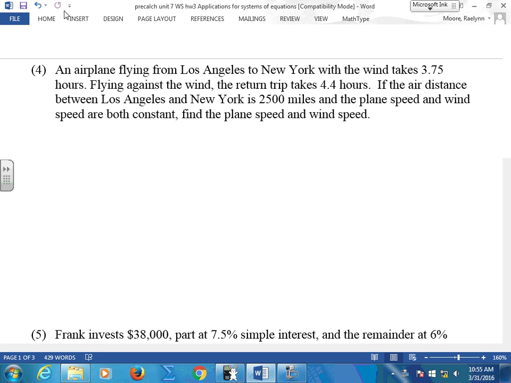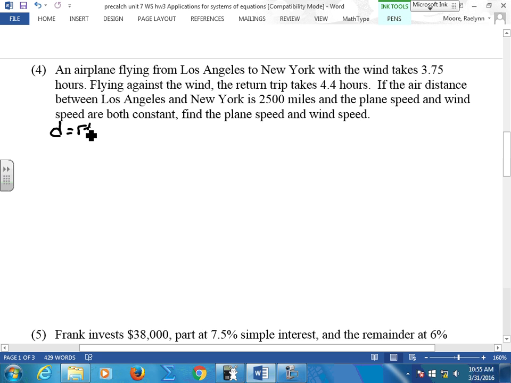You hear about 30-mile-an-hour winds, 20-mile-an-hour winds. If the wind is at your back, it pushes you, and you can add that to your speed. If the wind is against you, it slows you down. The distance between Los Angeles and New York is exactly the same both ways.